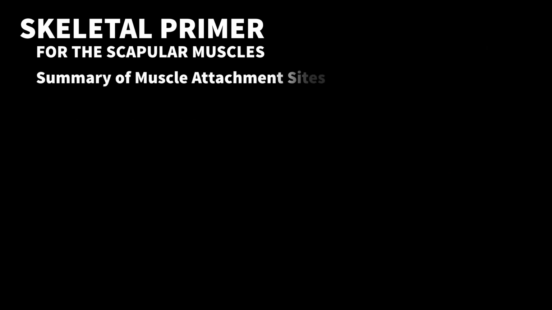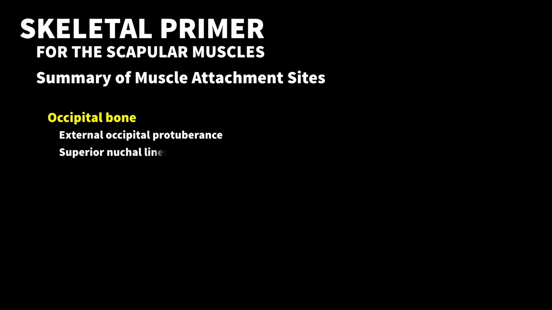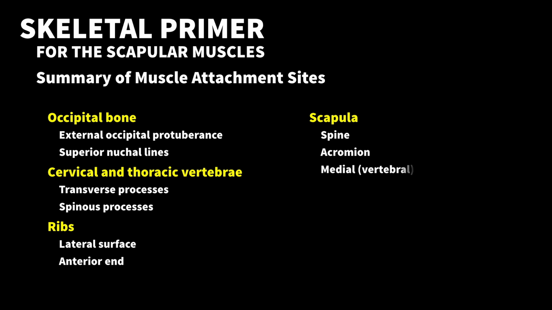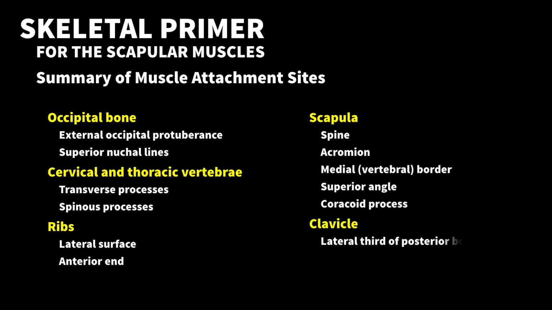These, then, are the key bones and landmarks for the attachments of the scapular muscles. If you can learn and remember this small number of structures, you will be better able to learn and understand the anatomy of the scapular muscles, and furthermore to deduce the actions that these muscles produce when they contract.